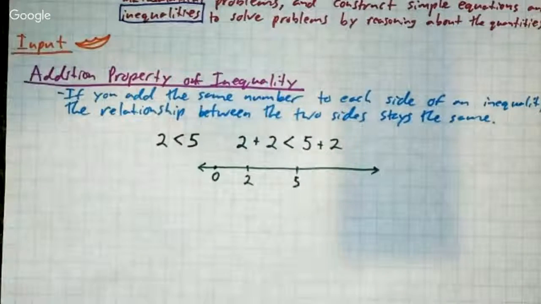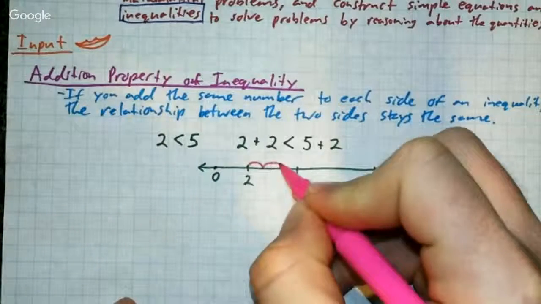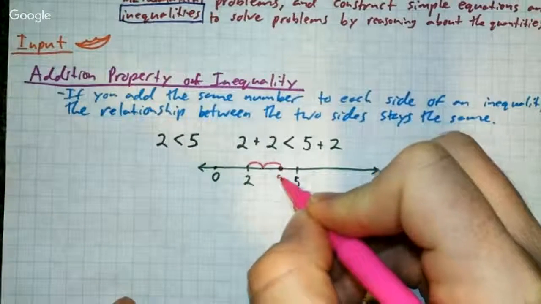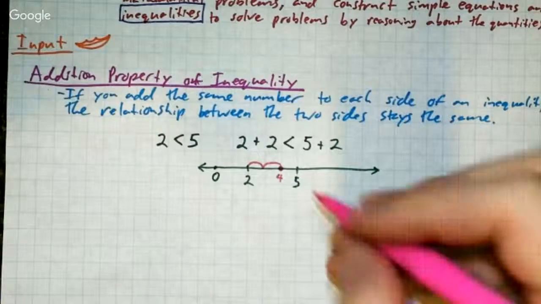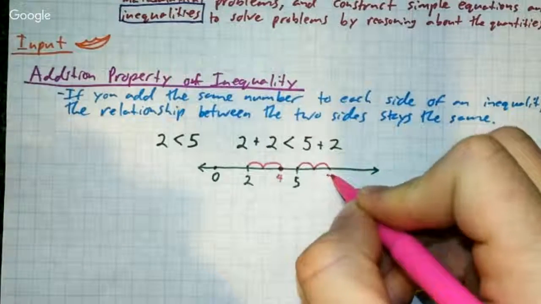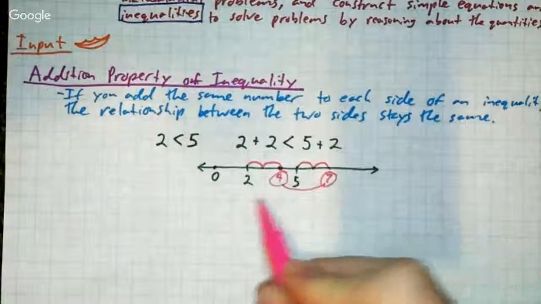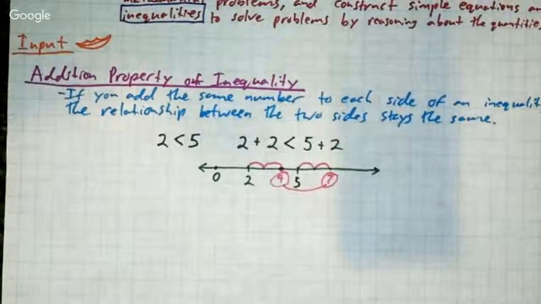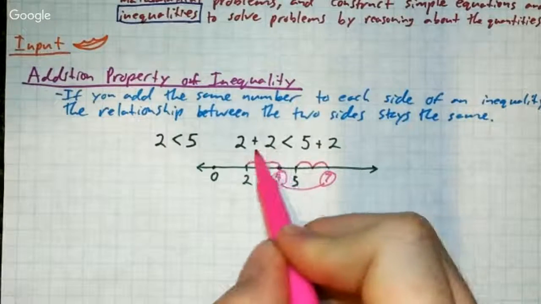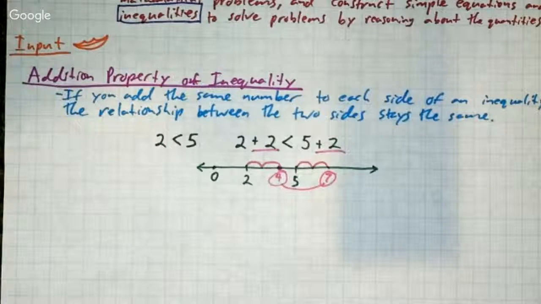And now let's see what happens if we add 2. 1, 2. This is now our value. 5 plus 2, 1, 2. This is now 7. 4 is still further to the left than 7, and it's still less than. So you can see that when we add the same number to both sides, the relationship stays the same.